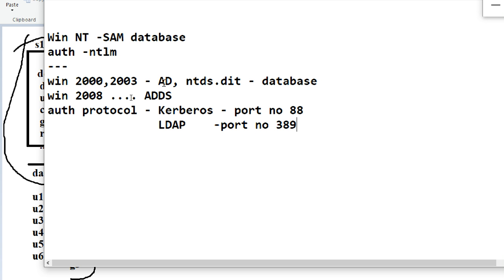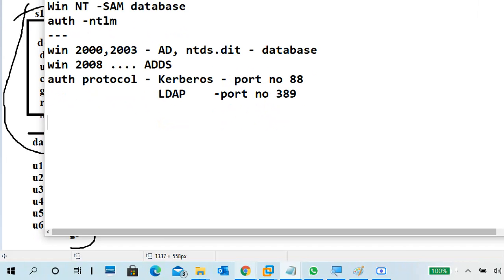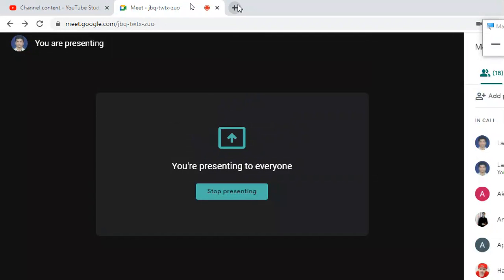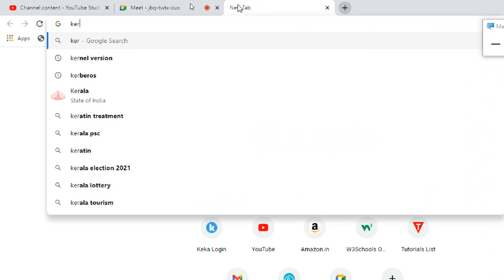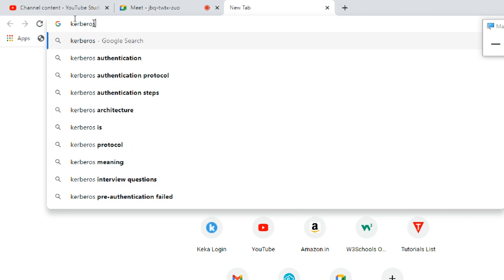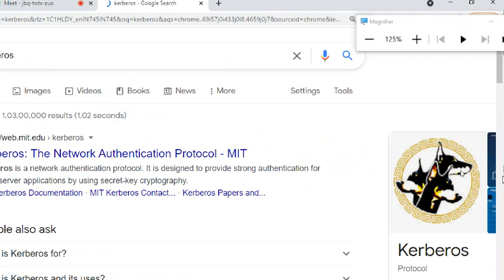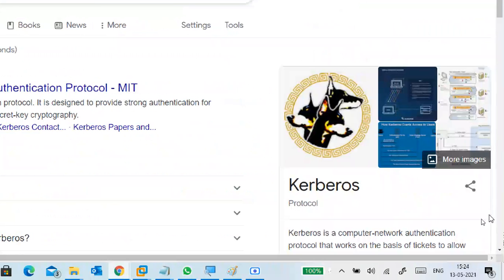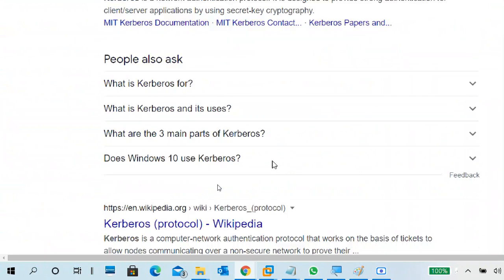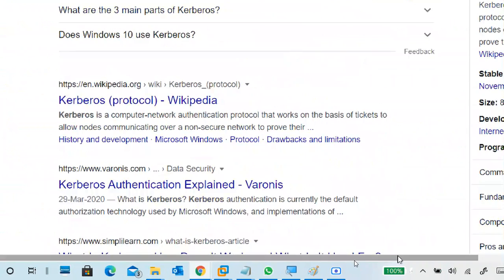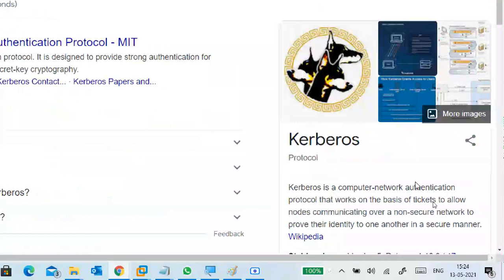Here we use Kerberos. What is Kerberos? An authentication protocol. Kerberos means dog, a three-headed dog. If you see the first part of Harry Potter, there is a dog, and the dog's name is Kerberos. So that's why they put this name on an authentication protocol.